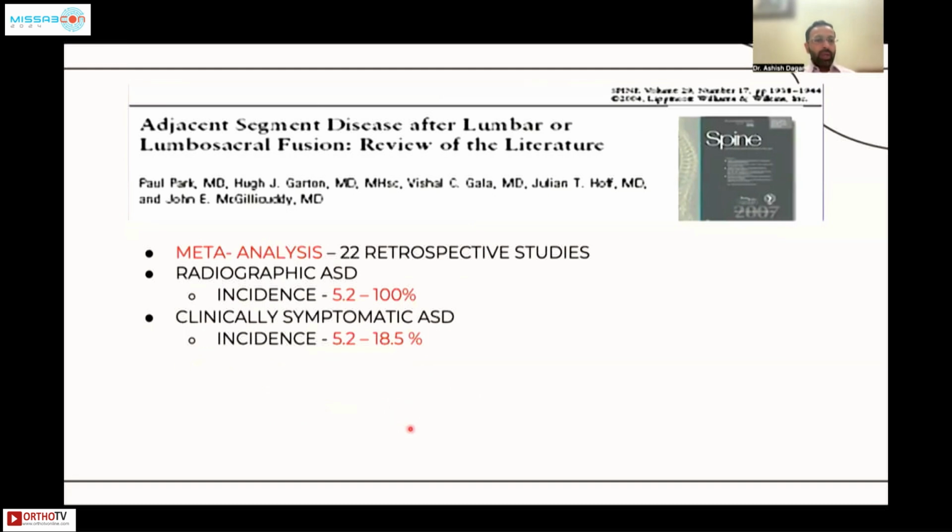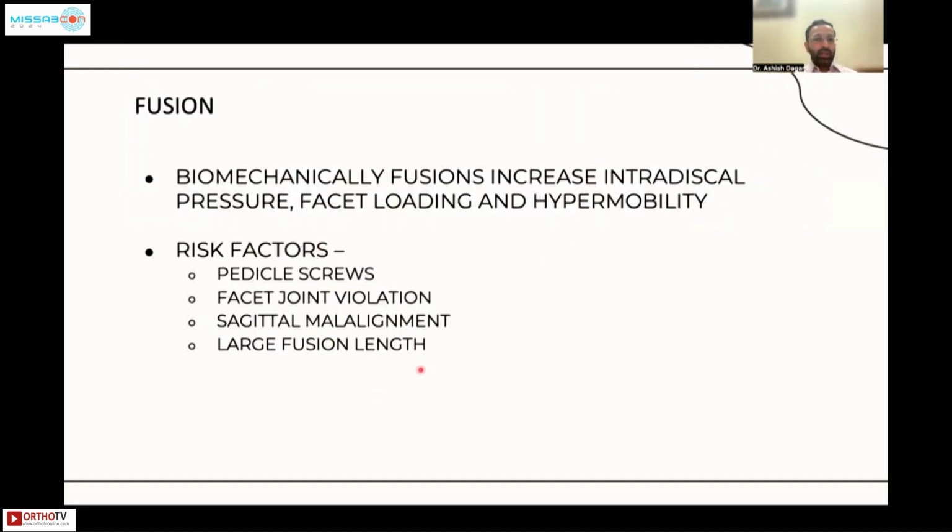Paul et al. did a meta-analysis which included 25 retrospective studies. They also showed that for radiographic ASD, the incidence ranges from 5.2 to 100% in some of the studies. But for clinically symptomatic adjacent segment disease, the incidence ranges somewhere between 5 to 18%. So why does this happen with fusion? Biomechanically, we know that fusion increases the intradiscal pressure, increases the facet loading, and causes hypermobility at the adjacent segments. Some of the risk factors which increase chances of ASD are use of pedicle screws, facet joint violation during surgery, sagittal malalignment, and large fusion lengths.